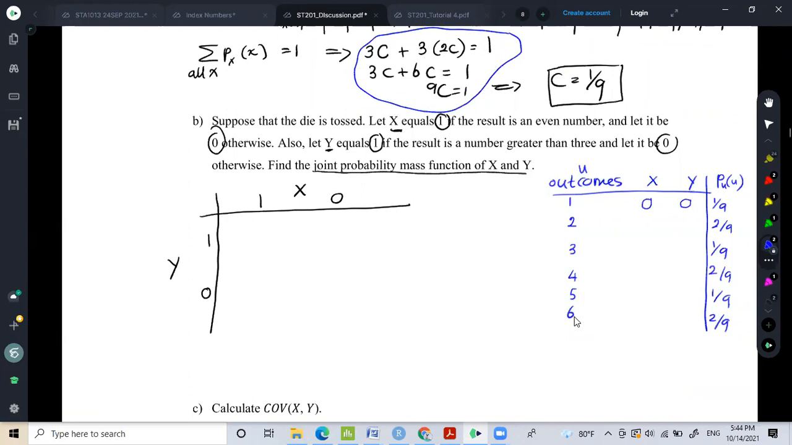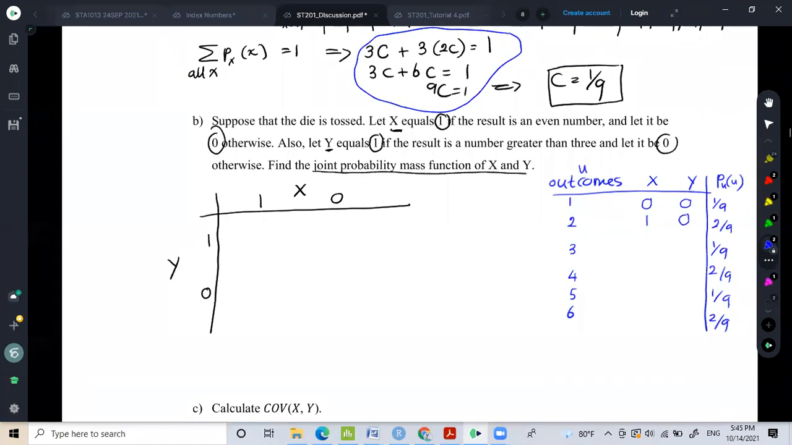Now likewise, can you tell what will be the value of x and y if your answer is 2 after you toss the die? Answer is 2. What is the value of x, 1 or 0? The value of x is 1. Why? Because it is even. What is the value of y, 1 or 0? The value of y is 0. Thanks, Sarah. So why is it 0? Because it is not greater than 3. 2 is still less than 3. Therefore, this is 0. Okay, so likewise, let's fill.